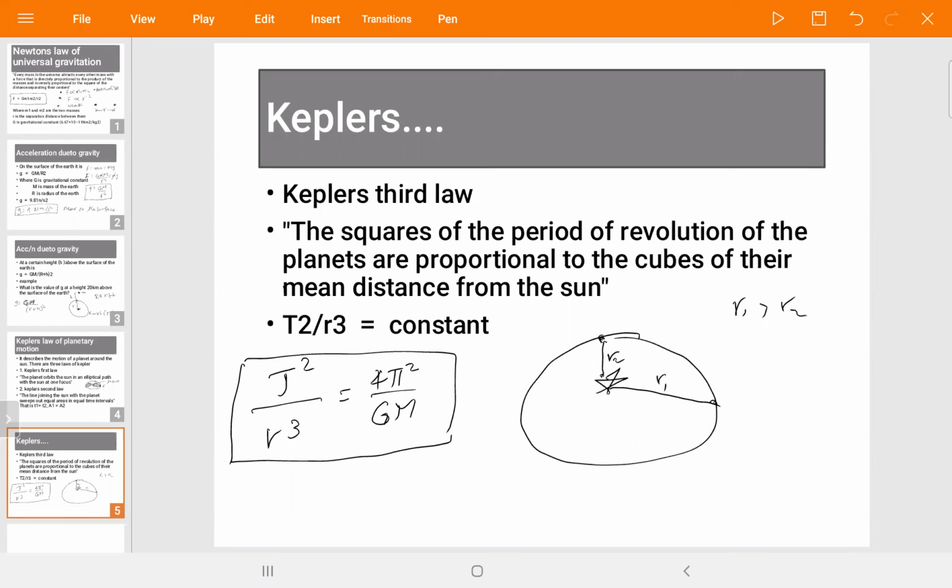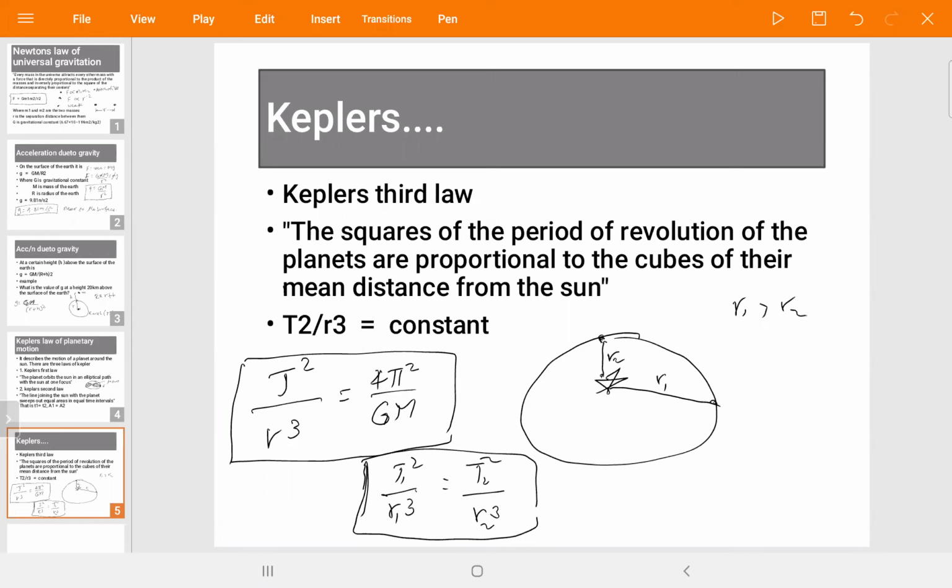And the other one, we can take, for example, period 1 square over mean distance 1 cube equals period 2 square divided by mean distance 2 cube. So we can calculate, if one planet's period and mean distance are known, we can even relate one planet's period with the other one.